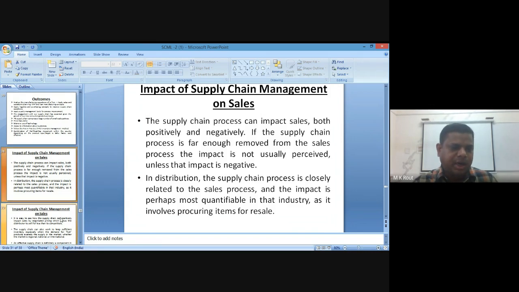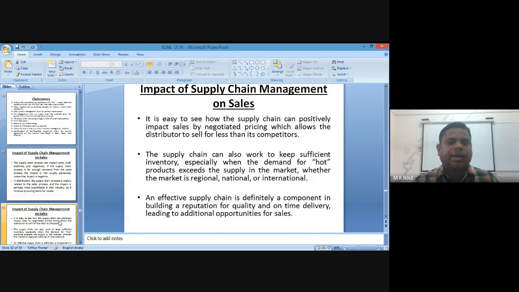Then moving to the next part, it is easy to see how the supply chain can positively impact sales by negotiating the price. Suppose you are ordering a bulk amount. In that case, you directly go for negotiating the price. So through contract negotiation of supply chains, you can get a huge amount of discount, which allows the distributor to sell for less as compared to its competitors. This is one of the positive things.